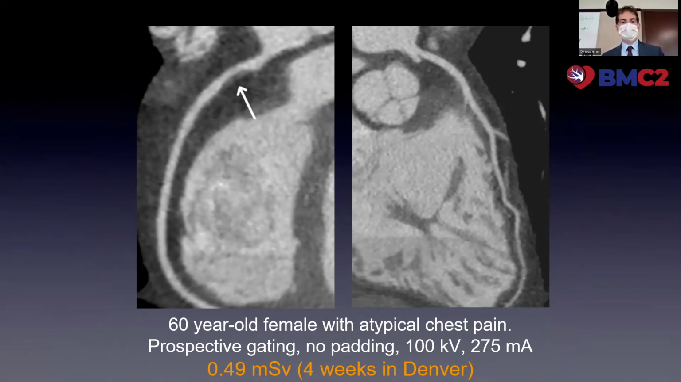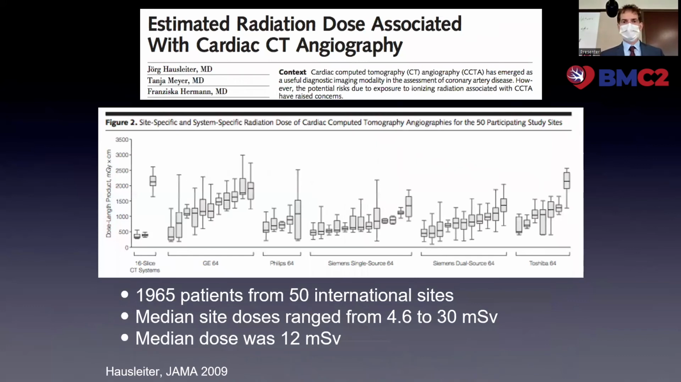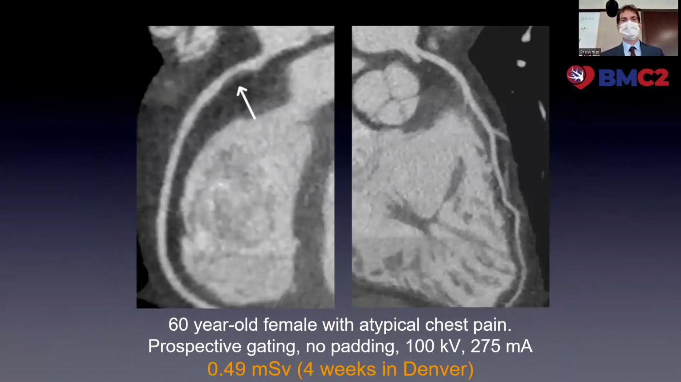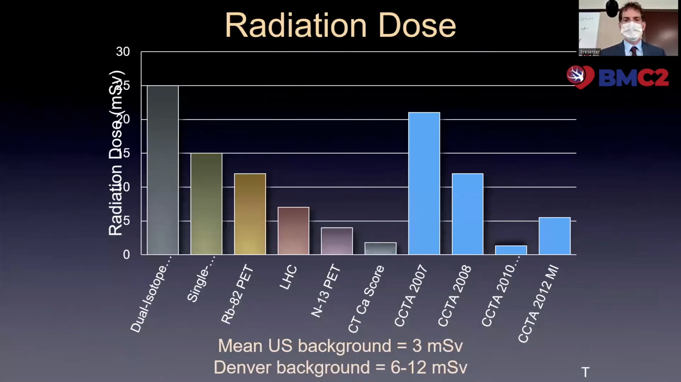Again, remember that the median back on this study was 12, and it went from 5 to 30, and here we are at less than 1. So, this is where we start to get to relatively safe doses. The chest X-ray is about 0.1 millisievert. So this just kind of highlights where we're at.